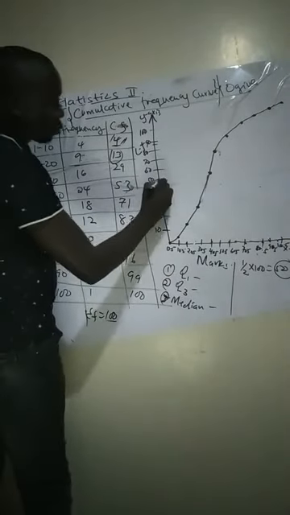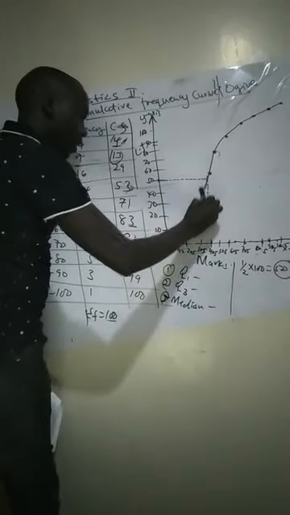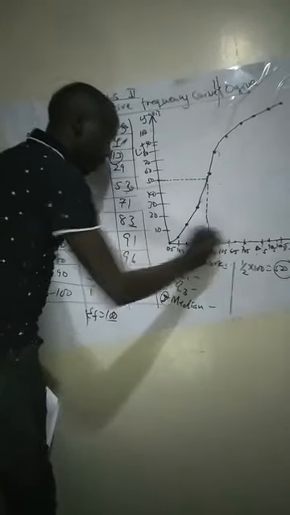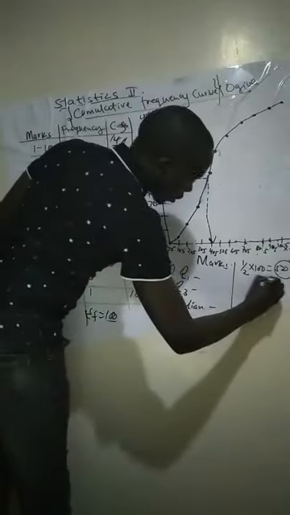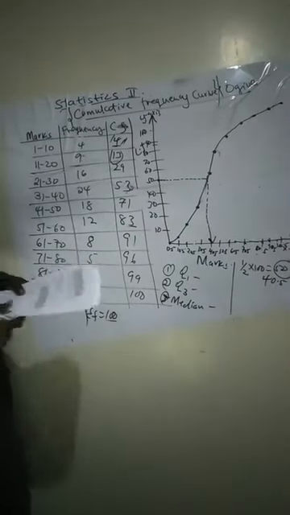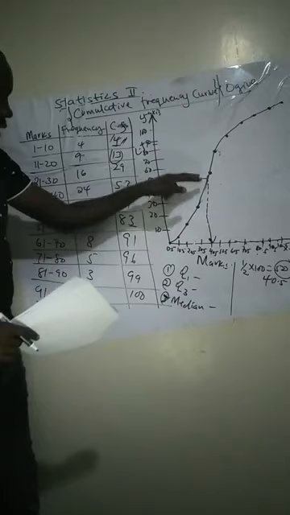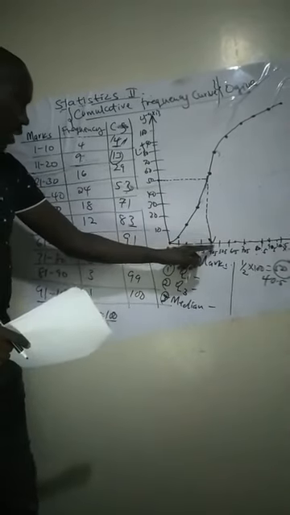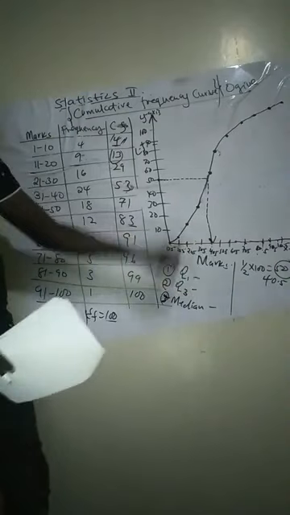So using a ruler, you move along that line until you meet the curve. Then down along that line to the x-axis. So in that case, my median will be 40.5. That is how you find the median using the cumulative frequency curve. Where your line meets the x-axis, you read that value, 40.5.